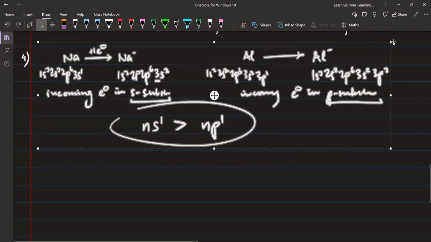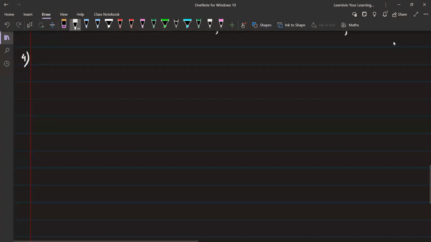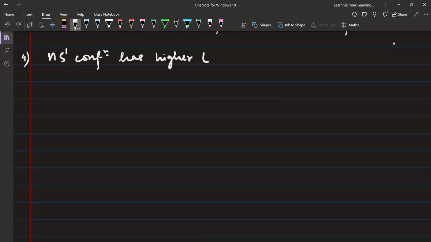What will we write in the fourth factor? ns1 configuration has higher electron affinity than np. After this we are going to write, friends.